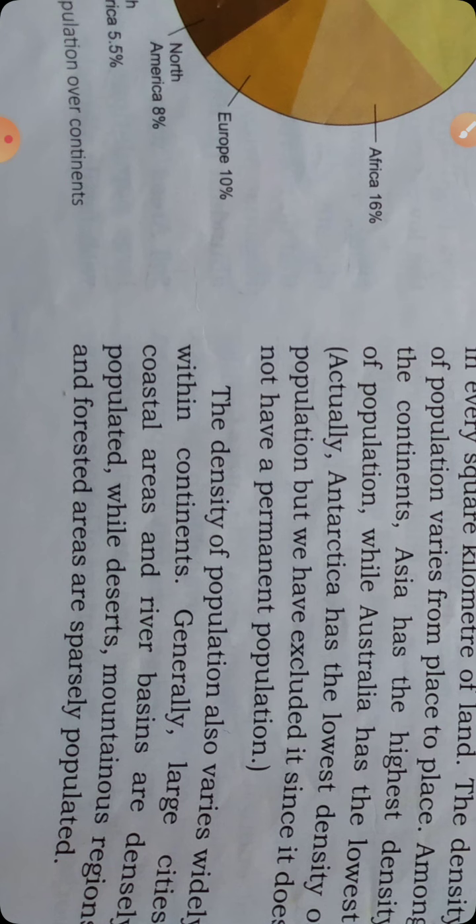The density of population also varies widely within the continents. Generally, large cities, coastal areas, and river basins are densely populated, while deserts, mountainous regions, and forest areas are sparsely populated. Sparsely means very little population is found, as in desert areas.